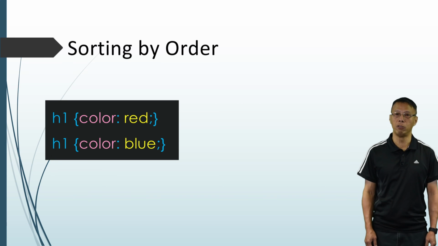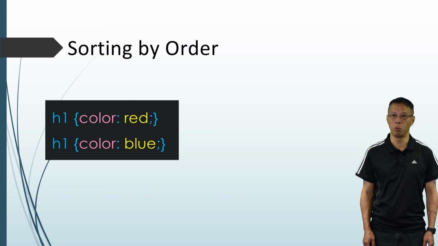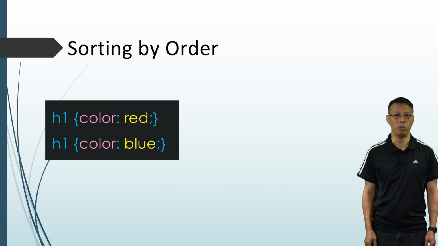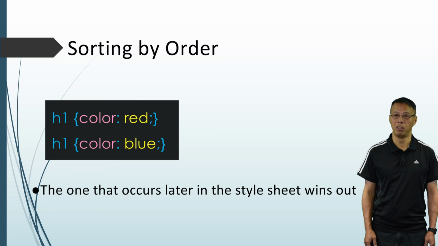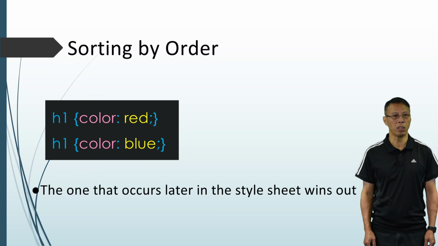Well, we like to go back to the two rules for the H1. And the rules are H1 color red and H1 color blue. Which one is of the higher order and being selected? You're right. Because of sorting by order, the color blue one will be selected at the very end.